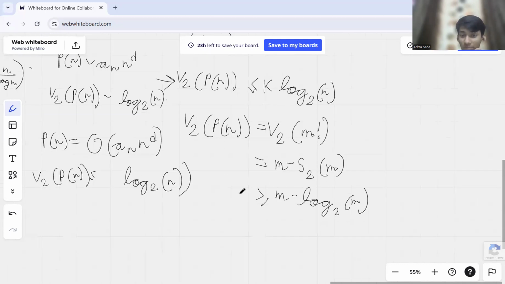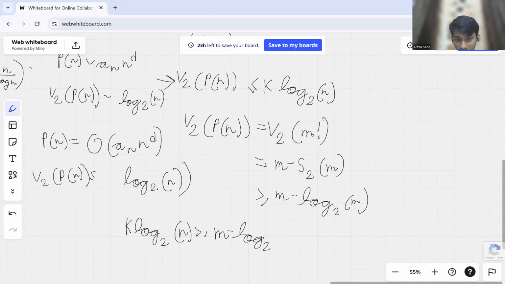So we have V2 of Pn to be greater than this. We also have V2 of Pn to be less than this. So we can say k log 2n is greater than or equal to m minus log 2m, right?